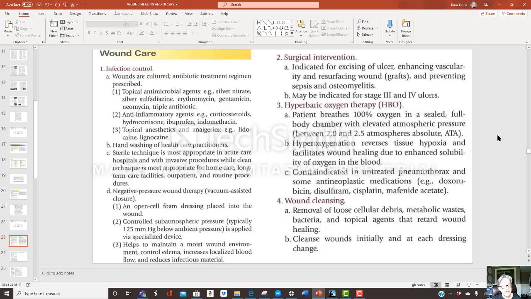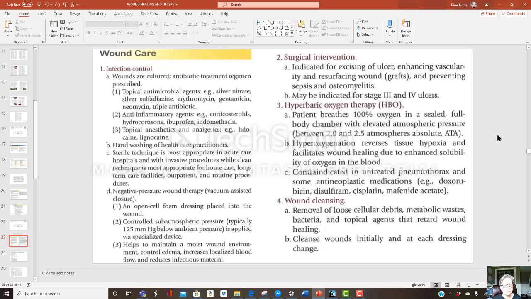Sterile technique is most appropriate in acute care hospitals and with invasive procedures, while clean technique is most appropriate for home care, long-term facilities, outpatient, and routine procedures.